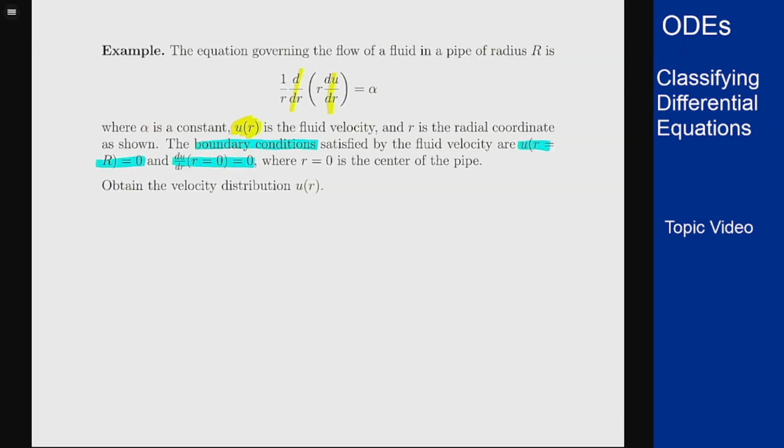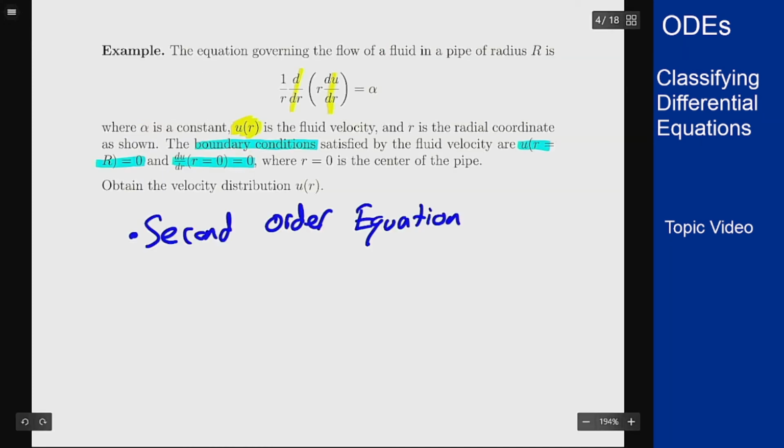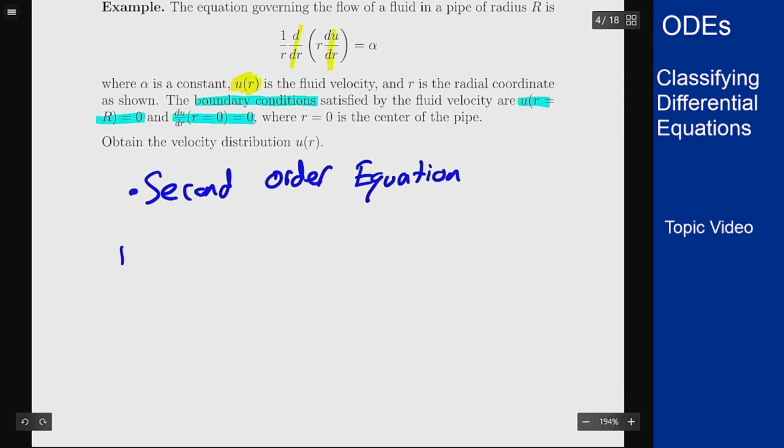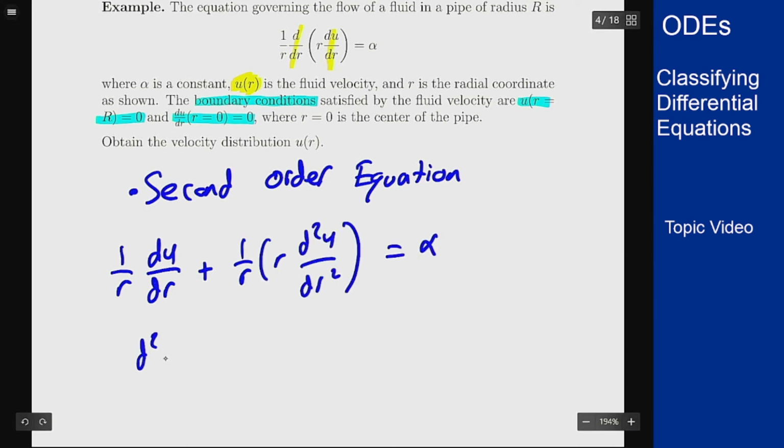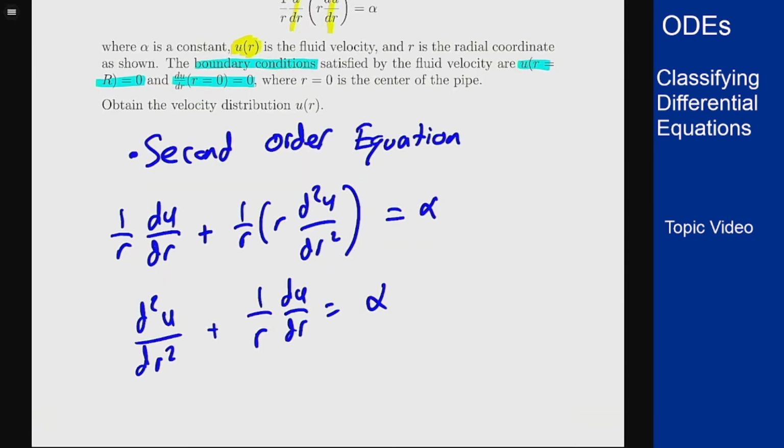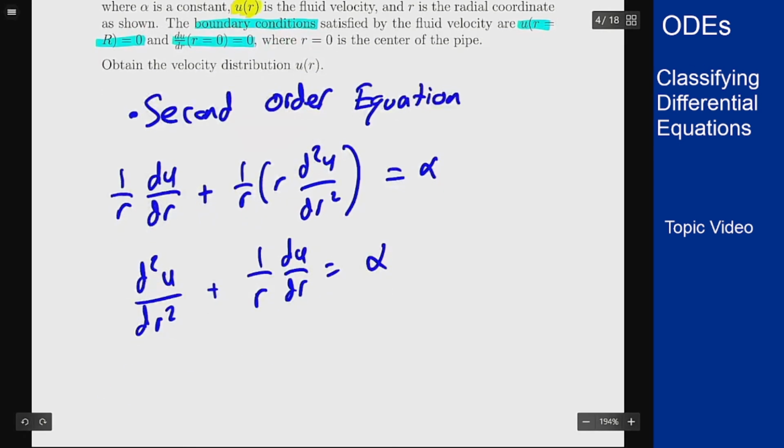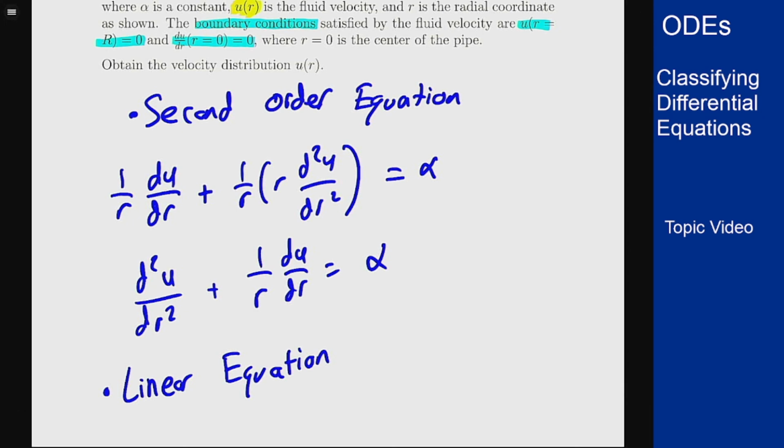The second example, this is a second order equation, and the easiest way to see that might be to expand out that product rule. So if I do out that product rule, I will see a 1 over r times the derivative falls on r, plus a 1 over r times the derivative falls on du/dr, equals alpha. Or rearranging terms, second derivative plus 1 over r du/dr equals alpha. So second order because the second derivative shows up and it's the highest derivative that shows up. It's also linear because I have a u term here by itself, u term here by itself. It's multiplied by 1 over r, but it's not multiplied by u, and that's what would destroy this process, and that's a constant, so it's fine.